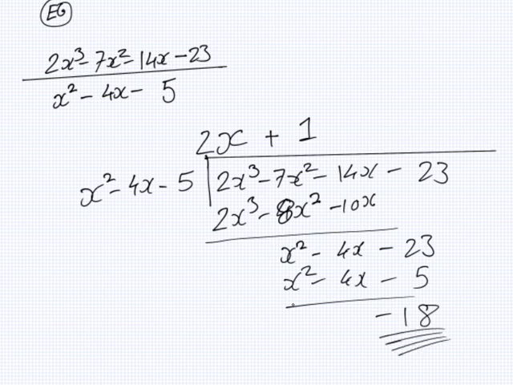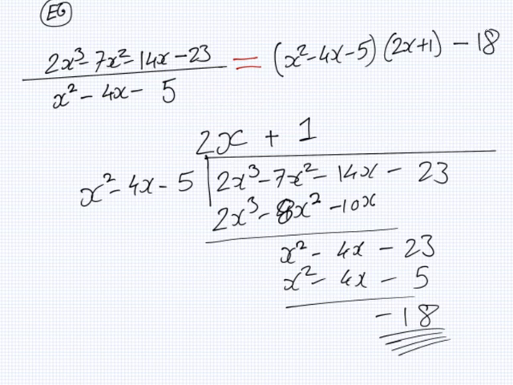So, you can say that this problem equals x squared minus 4x minus 5 times 2x plus 1, minus 18 over x squared minus 4x minus 5.